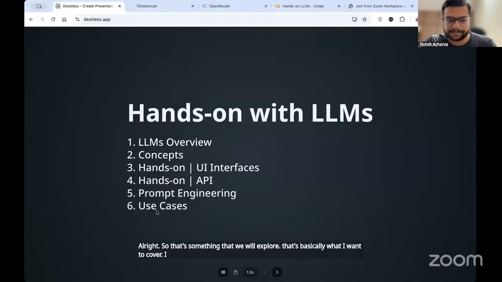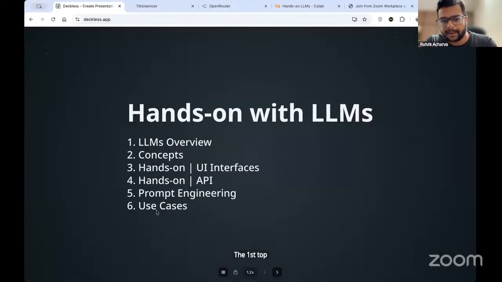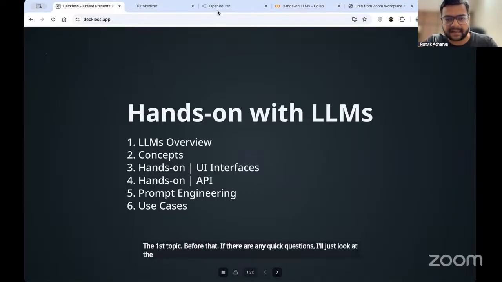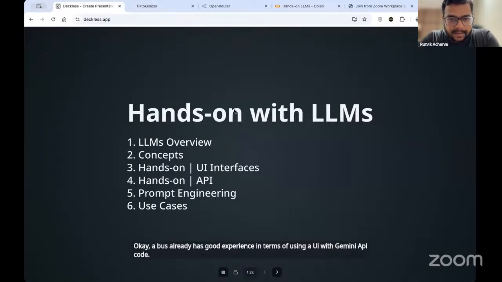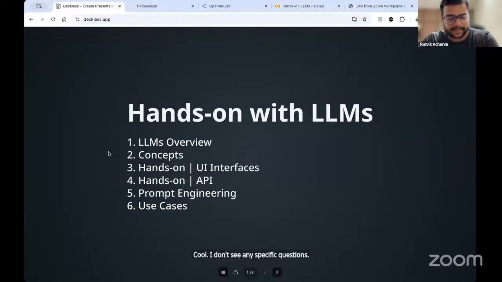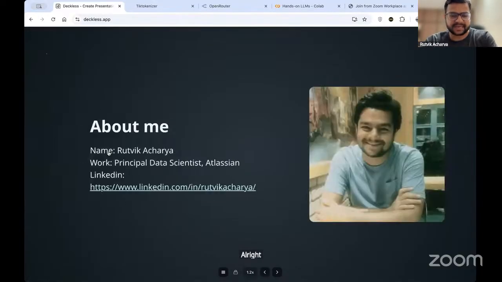I'll start with the first topic. Before that, if there are any quick questions, I'll just look at the chat and try and answer them. If there's nothing significant, I'll start with the first topic of the day. Okay. Abbas already has good experience in terms of using a UI with Gemini API. Good. Cool. I don't see any specific questions at this point. All right. So we'll get started.